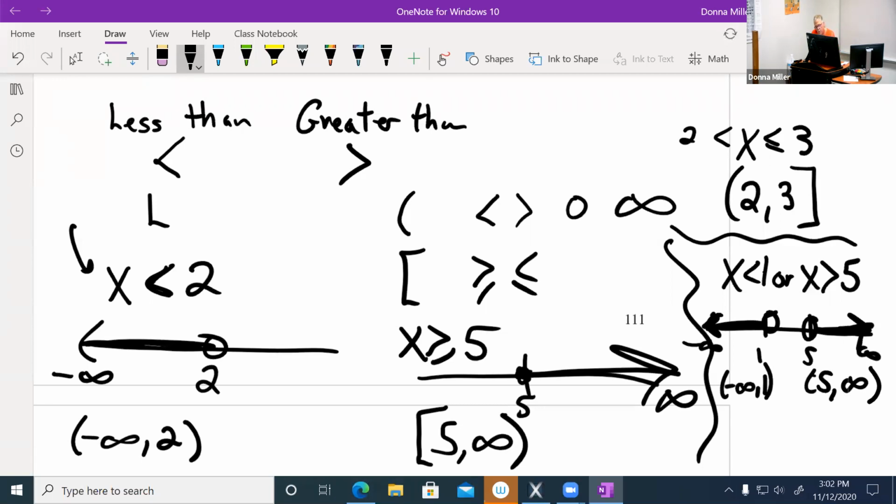The word "or" in math is a union, and "and" is an intersection. So that's how you write that. You might see some interval notation, and I want to make sure you guys are good. Any questions over interval notation?